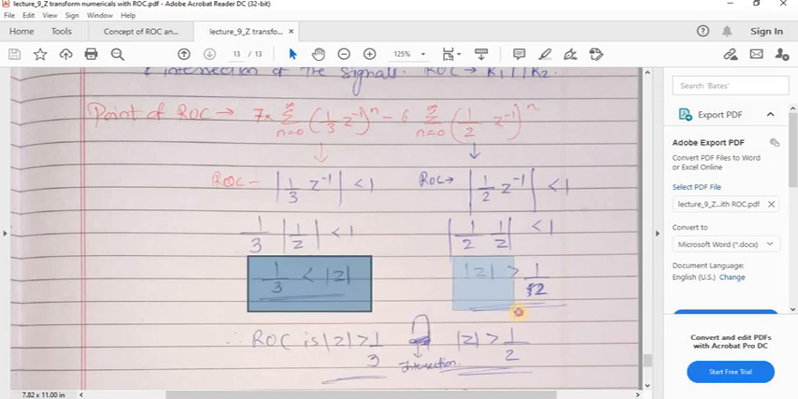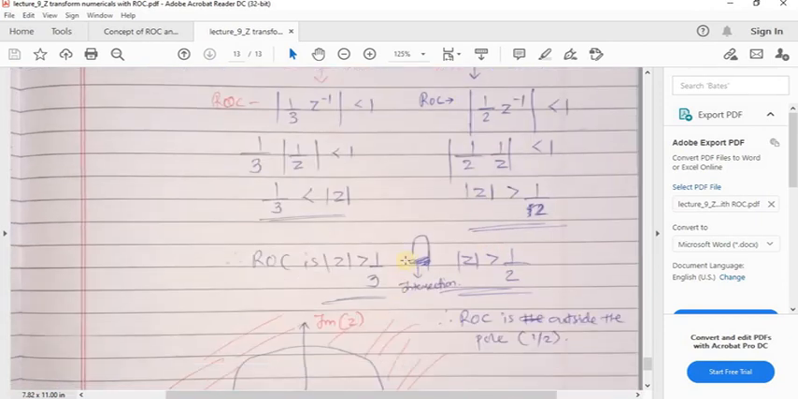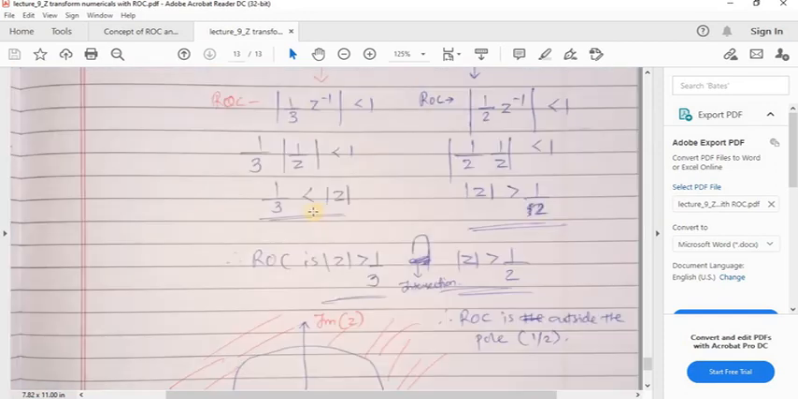Second ROC is mod of z greater than 1 upon 2. So we need to take the intersection. Intersection means nothing but we have to choose the greater one. So between these two terms we have to choose the greater one. So this is nothing but 0.33, this is nothing but 0.5. So between these two, 0.5 is greater. So whenever we take any intersection we choose the greater point.